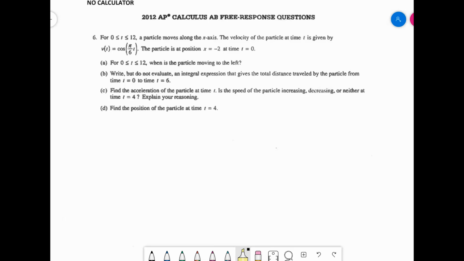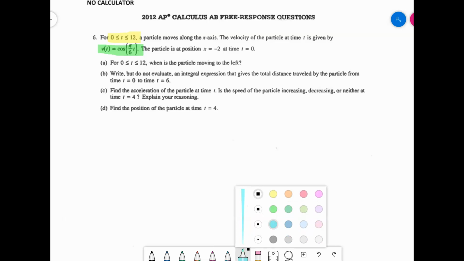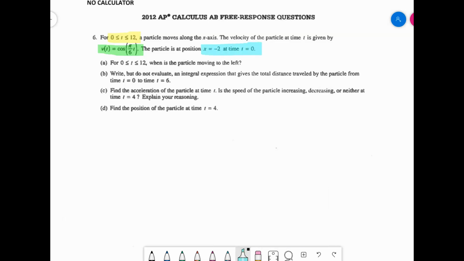Okay, so we have a domain of time right there. We also have the velocity function. And then we have a position at a specific value of time. So we're going to use that, not necessarily all at once, but let's see what's going on. So part A: over that domain, when is the particle moving to the left?